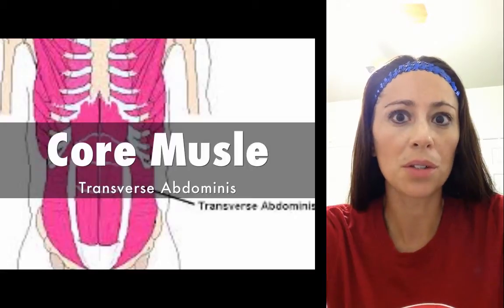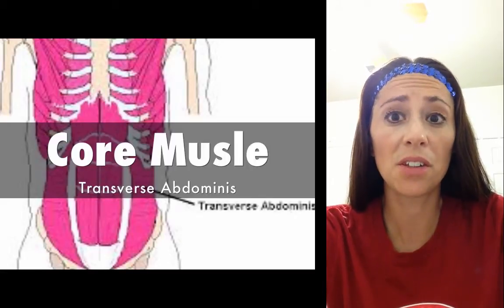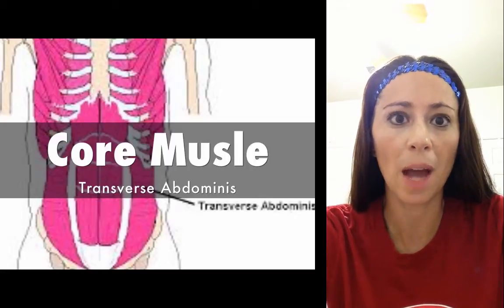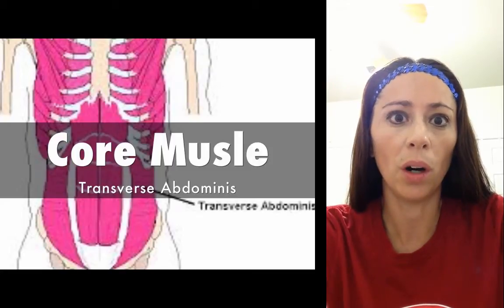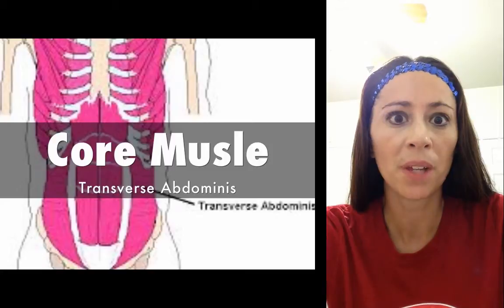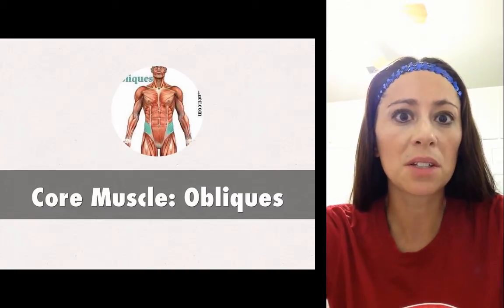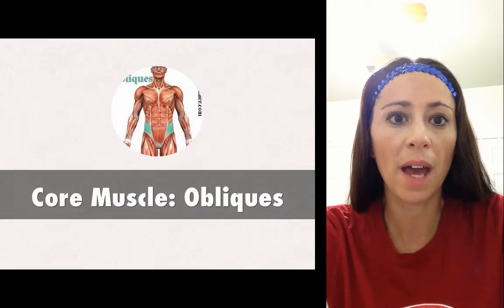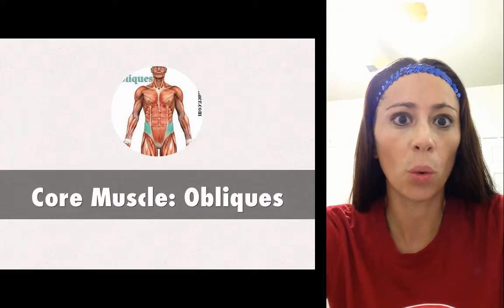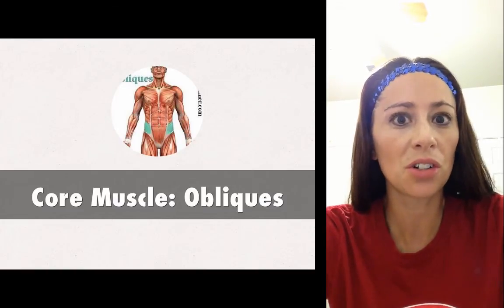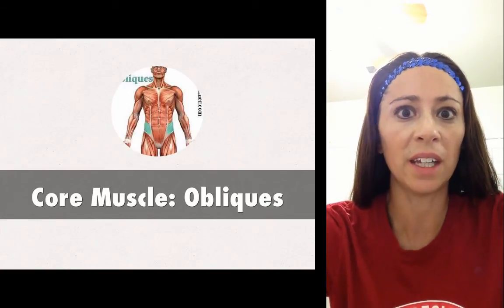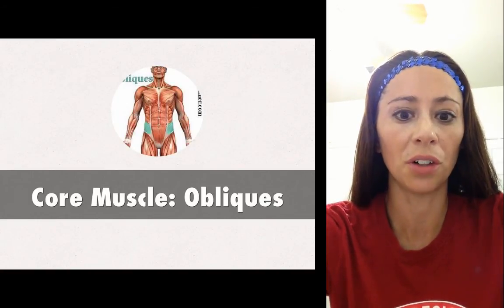Transverse abdominals. These are the innermost of the flat muscles of the abdomen. They originate in the ribs, pelvis. The insertion is the linea alba, and the innervation are the intercostal nerves. Obliques, the outermost muscles of the abdomen. The origin are the ribs and pelvis, the insertion are the ribs and pelvis, and the innervation are the intercostal nerves.